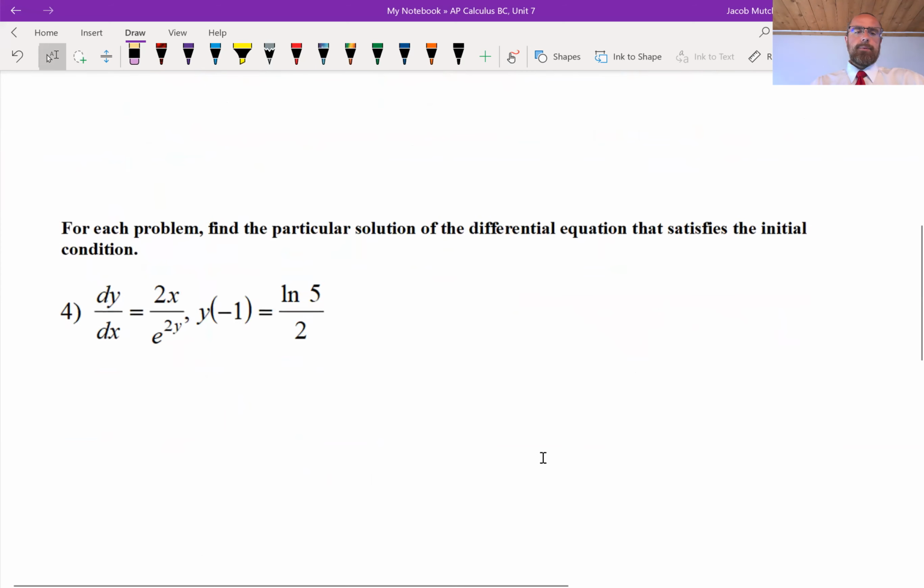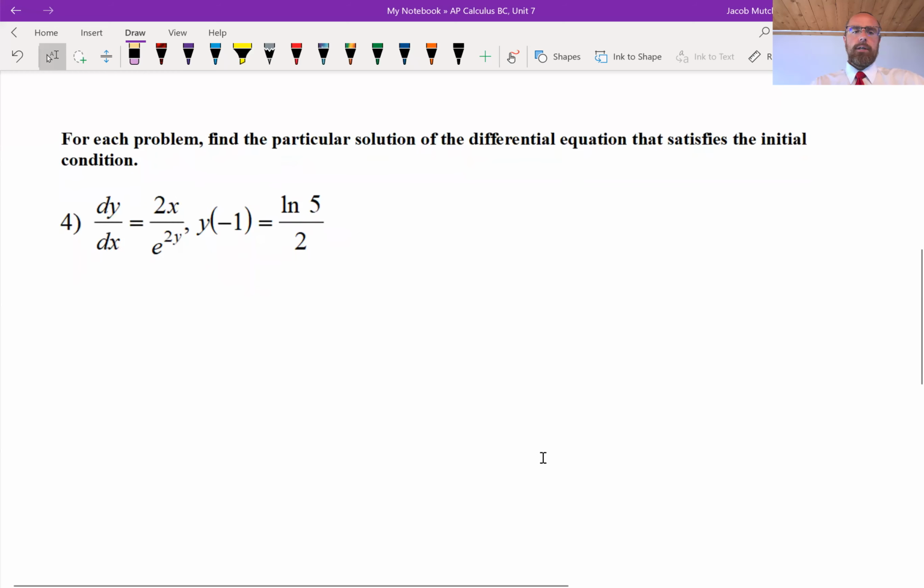Our second example involves e to the power of x as well. In fact, e to the power of 2y. But the arrangement's a little different. So again, what we'll begin with is a separation of variables. So it's really the same type of multiplication to cancel, and then it'll show up on the other side.